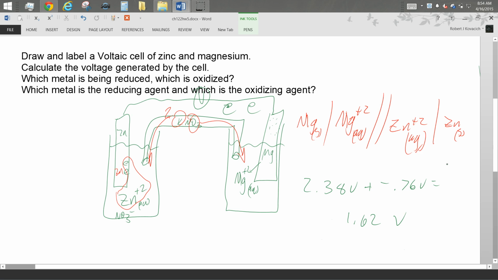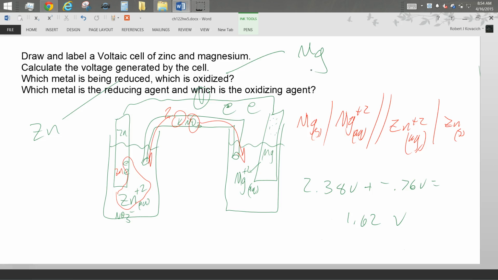Okay, so which metal is being reduced and which is oxidized? Who's being reduced? The zinc is definitely being reduced, right? Its charge went from +2 to 0. And so that means that the metal that's being oxidized is the magnesium, because it went from 0 to +2.